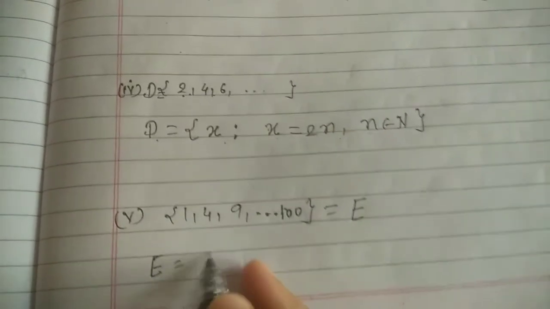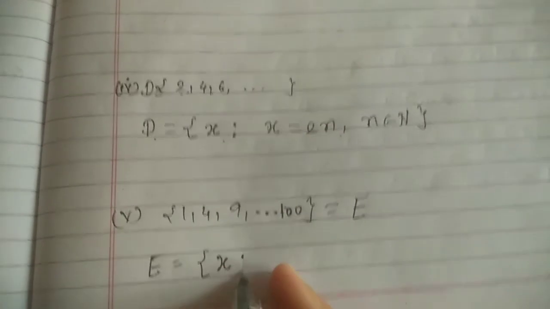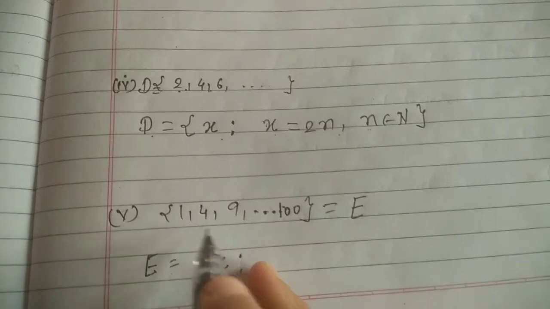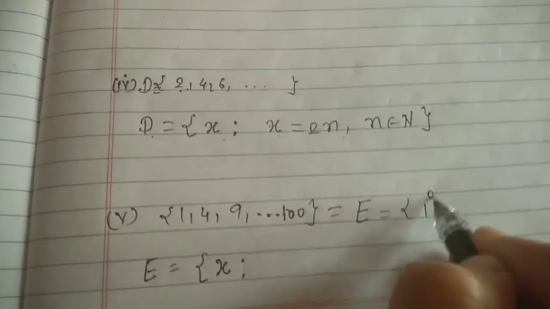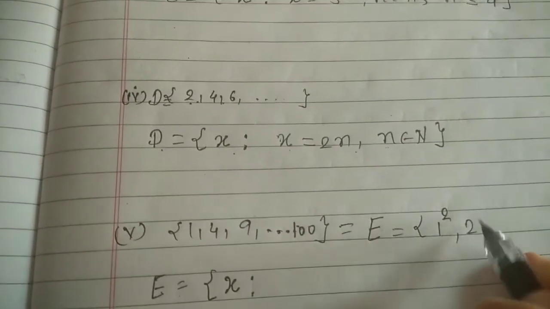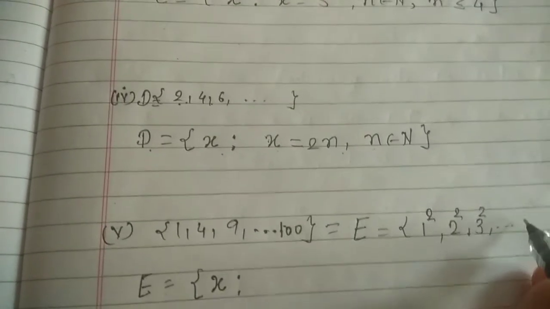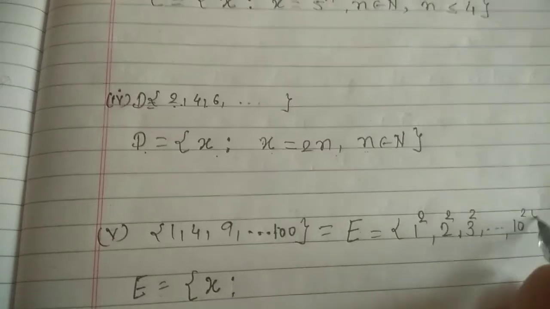So E is equal to {x : ...}, where what is it? It is 1 square. This set can be written as 1 square, so 1, 4, that is 2 square, 9, that is 3 square, and so on up to 100, that is 10 square.